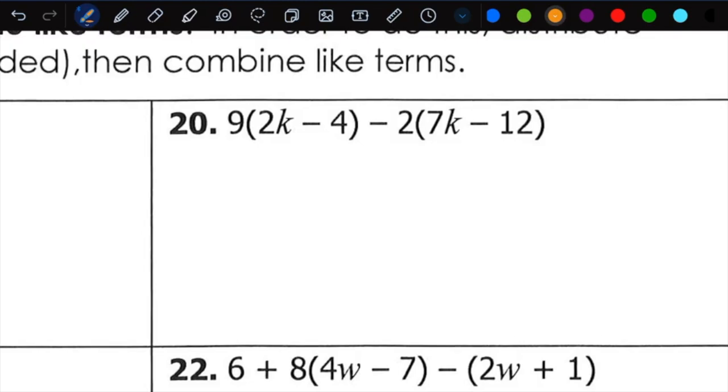Number 20, we have to distribute this 9 to this first parenthesis. 9 times 2k is 18k, and 9 times -4 is -36. We do not continue distributing the 9 because that is a different set of parentheses over here.